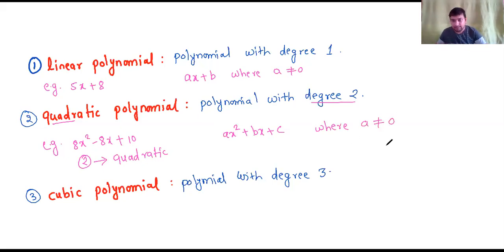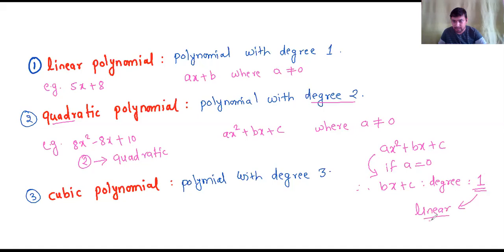See, in ax square plus bx plus c, if a is equal to 0, what will this expression reduce to? Bx plus c. Now what will be the degree here? Degree will be equal to 1. If degree is 1, it becomes linear. That's why a should not be equal to 0. This is important, right?